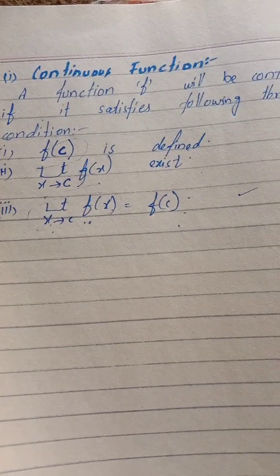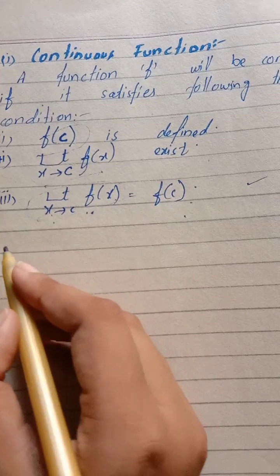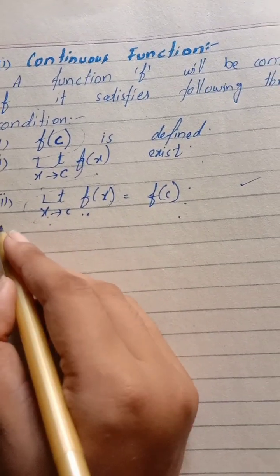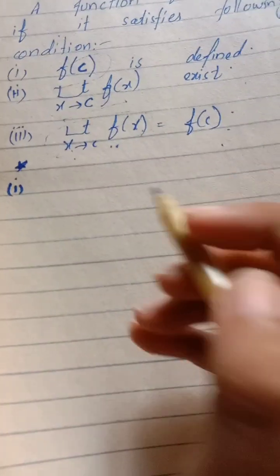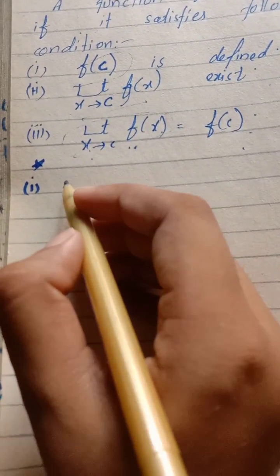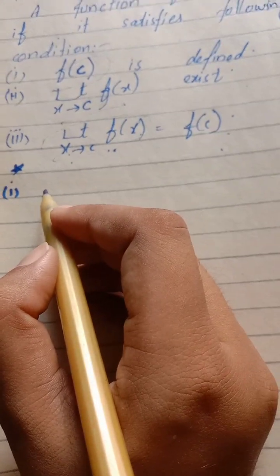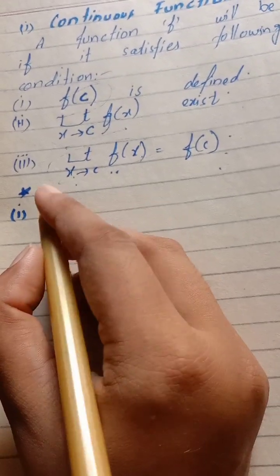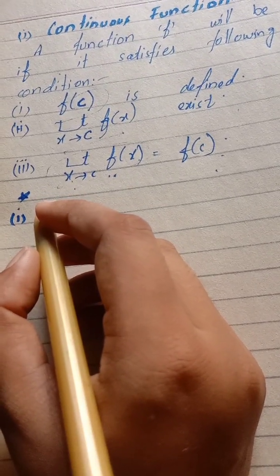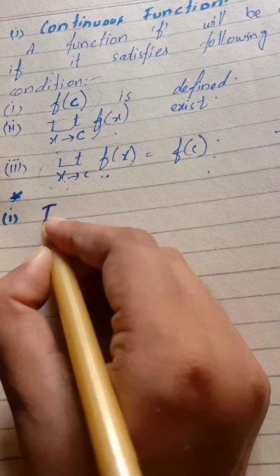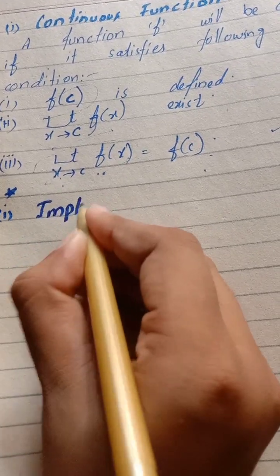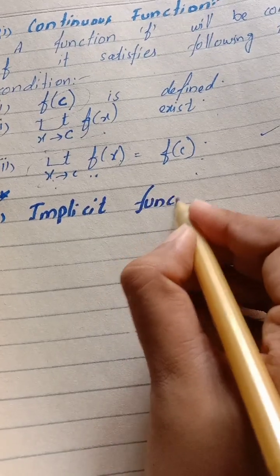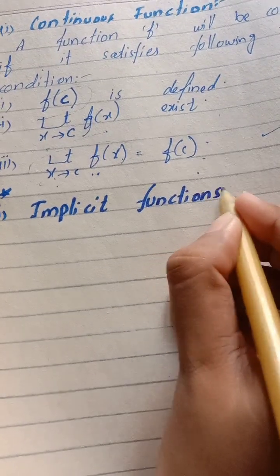Now the next type of function is explicit and implicit. This is an important short question: the difference between implicit and explicit functions can come in short questions or MCQs. So it is important to understand what implicit and explicit functions are. Firstly, I will discuss implicit functions.